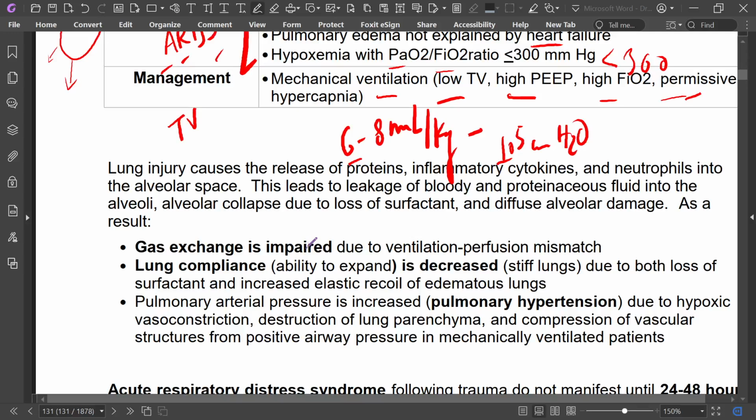Okay, I have already told you that lung injury causes release of proteins. That means due to pneumonia, it may release proteinaceous fluid in the alveolar space. So gas exchange is impaired due to V/Q ventilation-perfusion mismatch. There is decreased lung compliance, and pulmonary arterial pressure is increased, leading to pulmonary hypertension due to hypoxic vasoconstriction, destruction of the parenchyma, and compression of the vasculature.